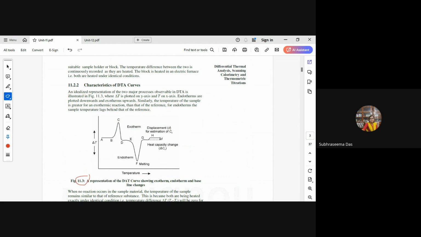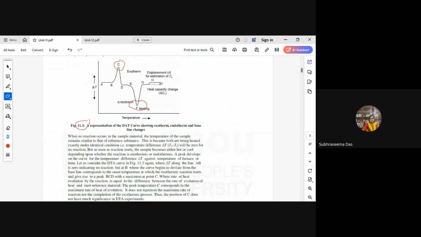Now when we look into a particular DTA curve as shown in figure 11.3, we can find a point C in the plot. This peak, the C peak, is due to the exothermic peak, and it points upwards, whereas the point F in this plot represents the endotherm, which points downwards. So this is the typical assignment of the endothermic and exothermic peaks in a DTA plot.